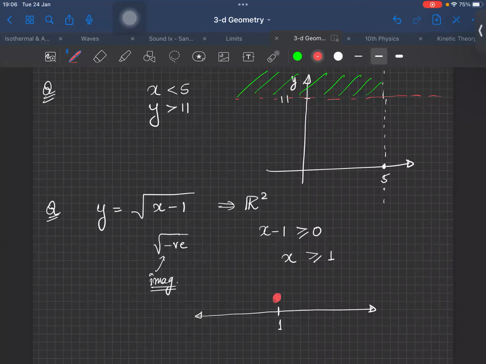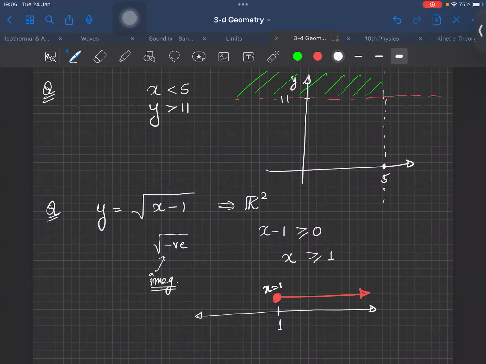Okay, I'll be darkening this circle. That means we are including the value of x here. That means we are including x is equal to 1. Here this is x is equal to 1, right? This point. That means x is greater than or equal to 1.